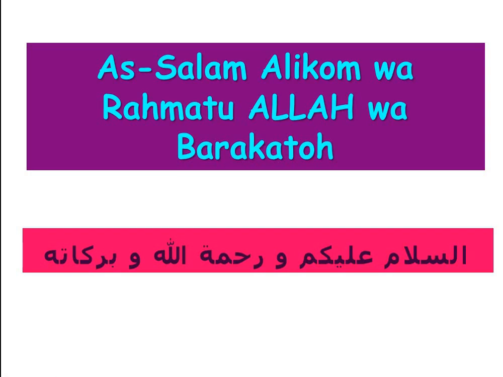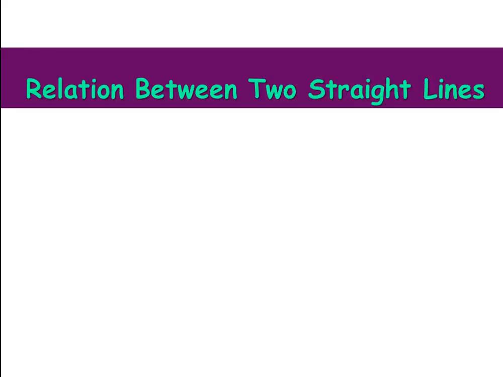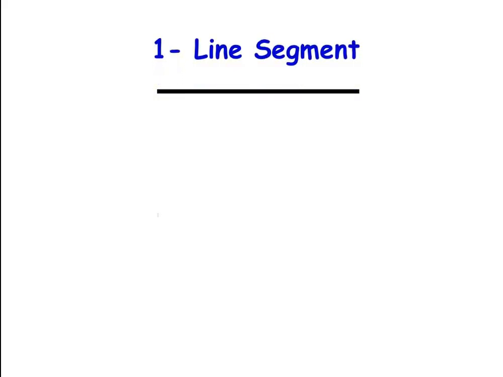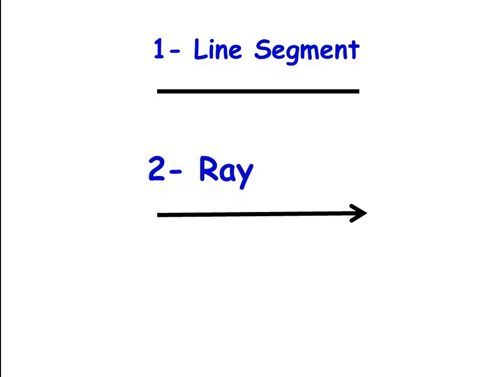Today, inshallah, we are going to study a new lesson: relation between two straight lines. So, if we have a line taking this form, we call it a line segment. And if we have a line taking this form like the arrow, we call it a ray. While if we have a line taking this form, we call it a straight line.